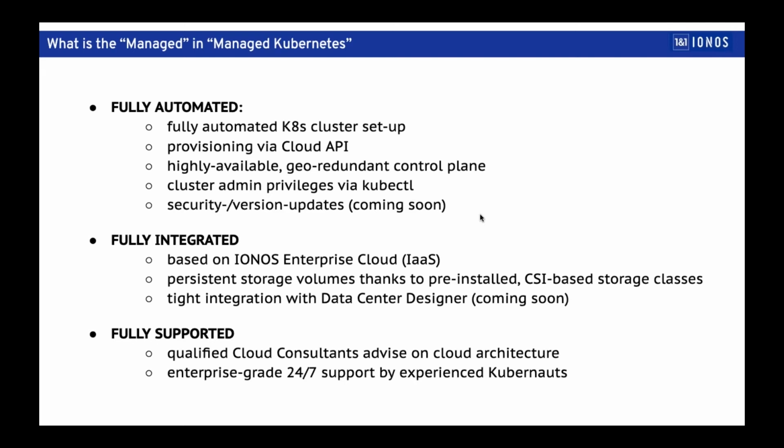By fully automated, we mean that the cluster is set up fully automated when it is provisioned by a user. The provisioning takes place via our usual cloud API, and you are provided with the control plane, which contains the components of the master nodes. And it is set up in a highly available and geo-redundant way. You have access to kube control. You can download that via the API. And through kube control, you have cluster admin privileges.